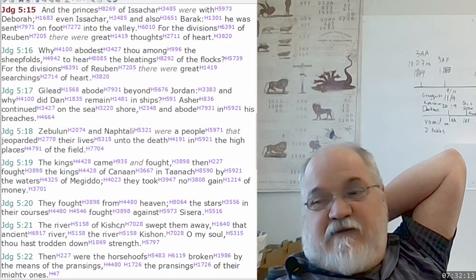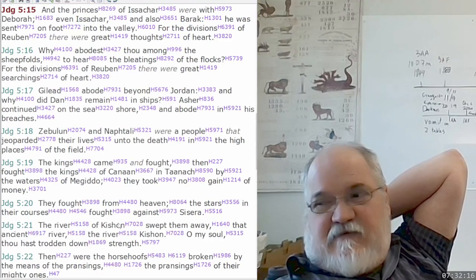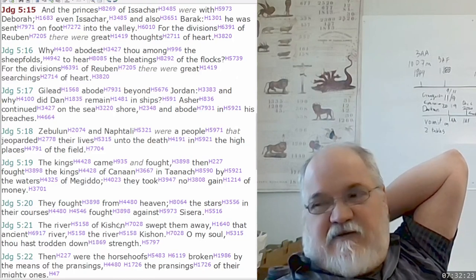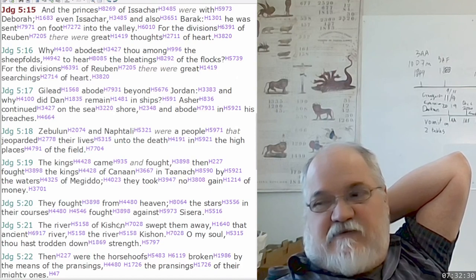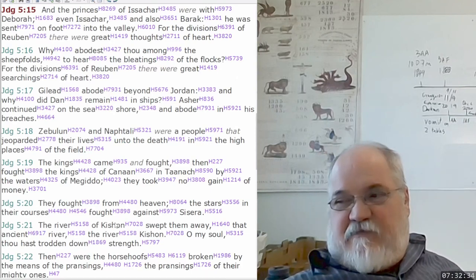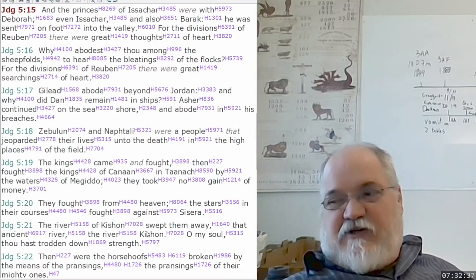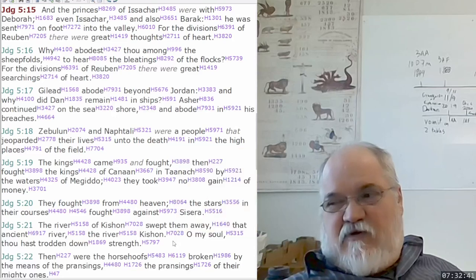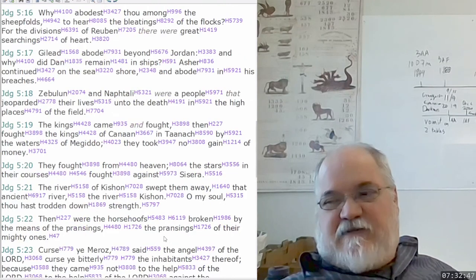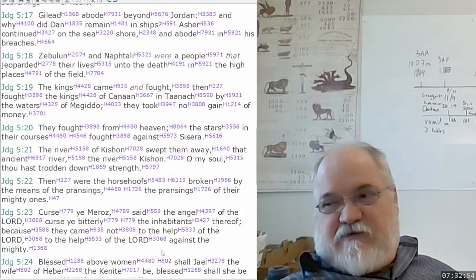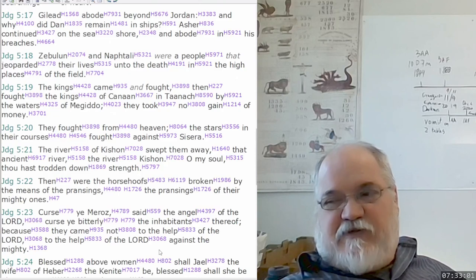The kings came and fought the kings of Canaan in Taanach by the waters of Megiddo; they took no gain of money. They fought from heaven. The stars in their courses fought against Sisera. The river of Kishon swept them away, that ancient river, the river Kishon, right? Remember, Kishon is this winding river. O my soul, thou hast trodden down strength. Then were the horse hooves broken by the means of the prancings of their mighty ones. Curse ye Meroz, says the angel of the Lord. Curse ye bitterly the inhabitants thereof, because they came not to the help of the Lord, to the help of the Lord against the mighty.